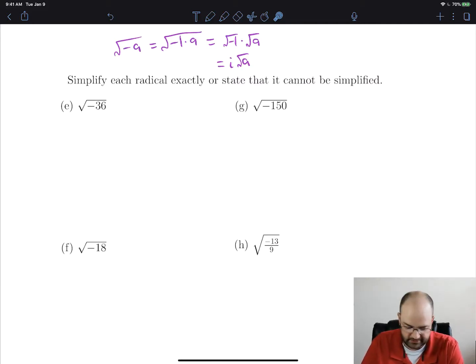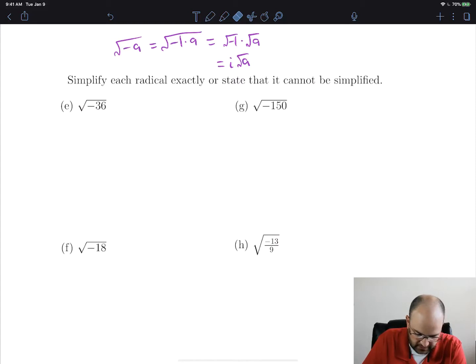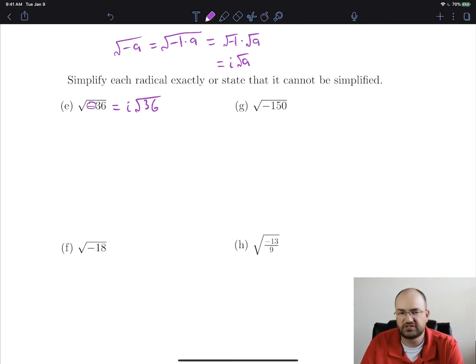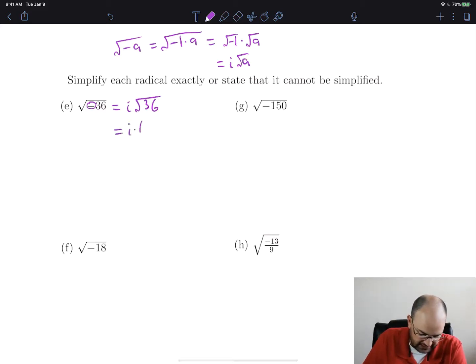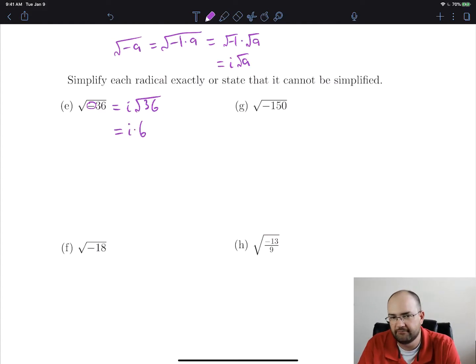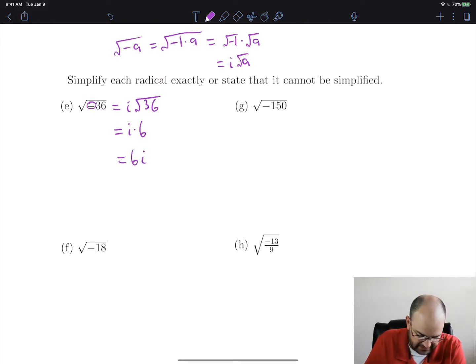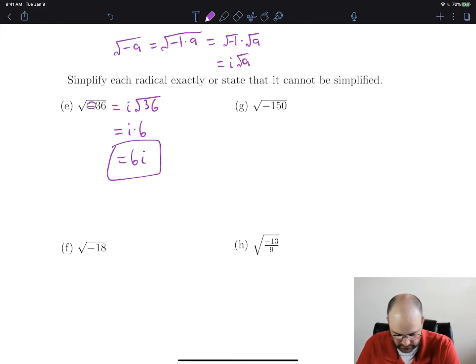Why does that help us? Well, there's a negative underneath the radical here, so bring it on the outside as an i, and then just simplify what we get. The square root of 36 is 6. So this is technically i times 6, but think of i kind of like a variable. You never put the coefficient on the right-hand side of the variable, so let's put this on the left-hand side. And that's going to give us 6i.